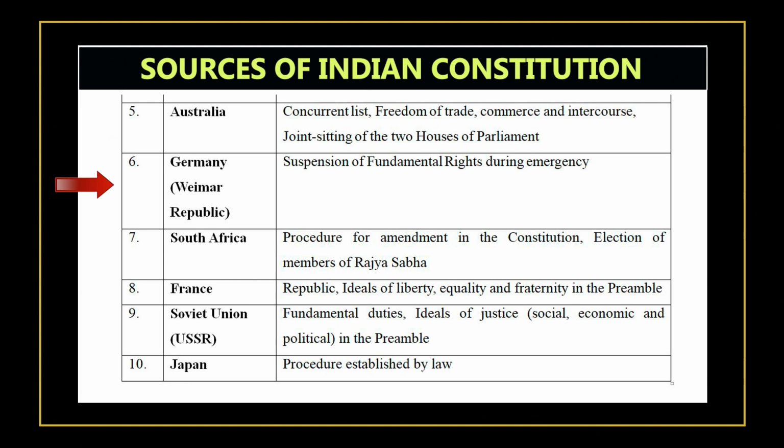Next is the Constitution of Germany, we have picked suspension of fundamental rights during emergency. From the Constitution of South Africa, we have taken procedure for amendment in the constitution and election of members of Rajya Sabha. From the Constitution of France, we have republic ideals of liberty, equality and fraternity in the preamble. From the Constitution of the Soviet Union, that is USSR, we have picked the fundamental duties, and ideals of justice, social, economic and political in the preamble. From Japan, we have taken procedure established by law.